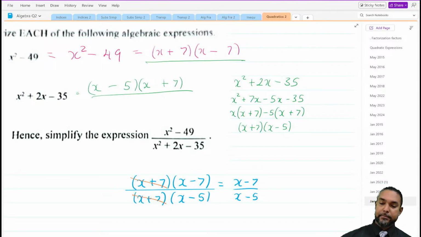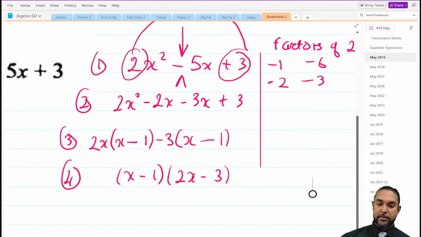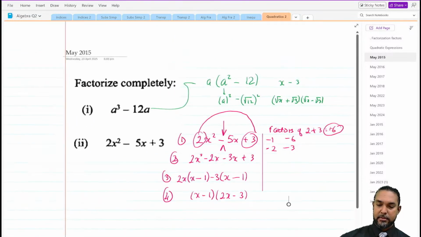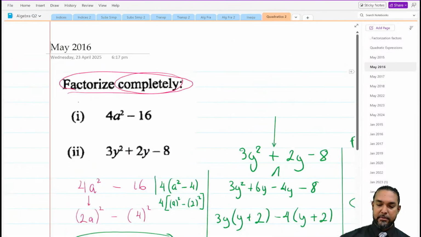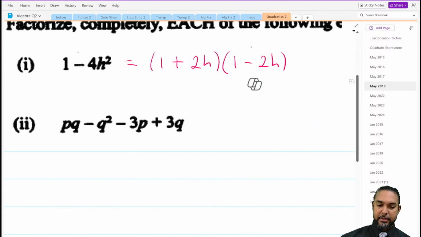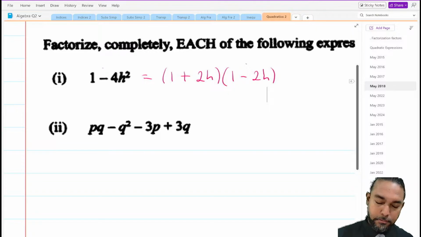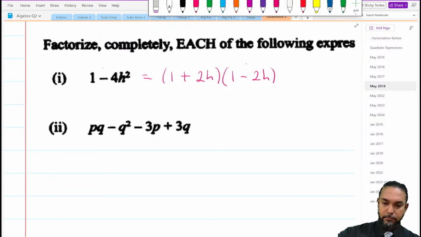Right. So with that, let's just take a quick browse here. So 2015, right? We did all of that already. That's done. 2016, we did those already. That's done. 2017, we did those. 2018. Oh wait, hold on. We have one here that we didn't do. So let's do it quickly.